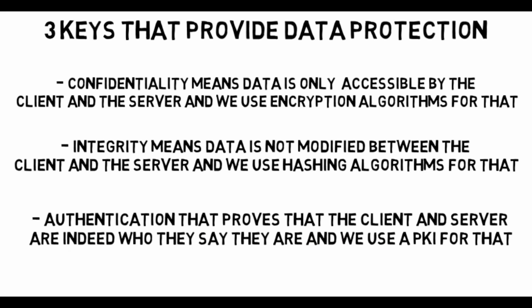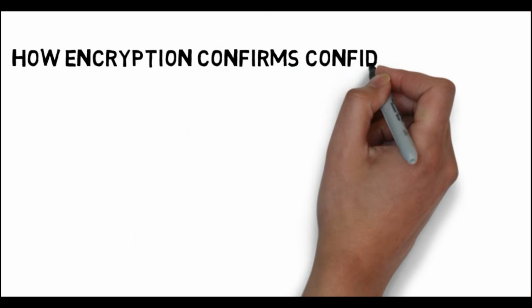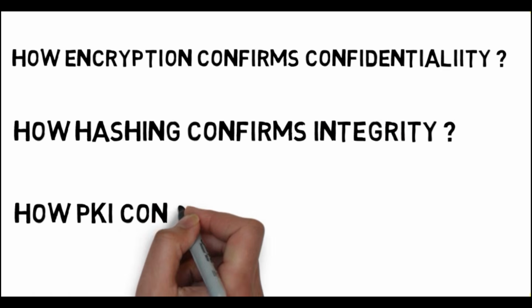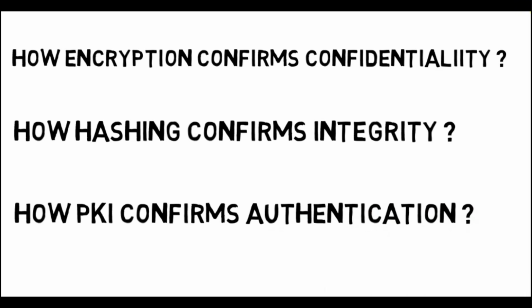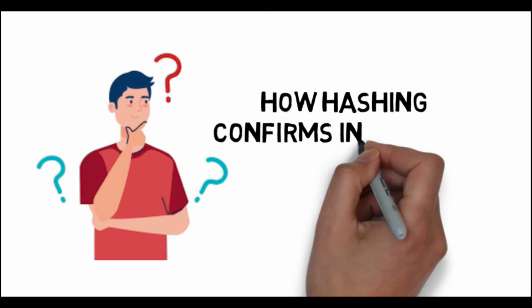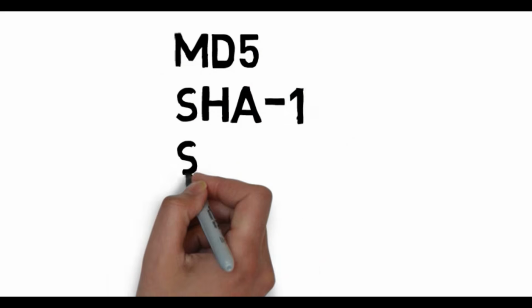Great. We have a general idea of how TLS makes sure that the data sent across the wire is protected. But what actually happens? How does the encryption confirm confidentiality, how does hashing confirm integrity, and how does a PKI confirm authentication? Now, let's get into how hashing verifies the integrity of data. I am sure that you have heard of MD5, SHA-1, and the SHA family.